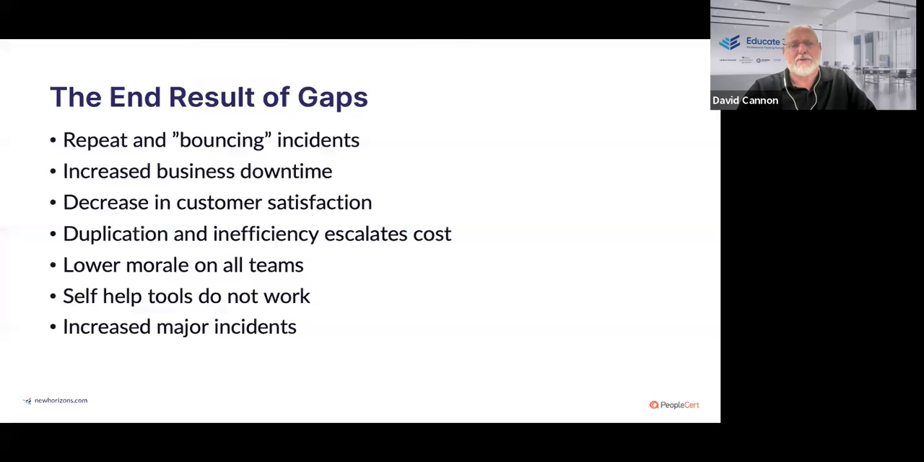So what happens when there are gaps? Just a summary. I've really covered this, but just to give you a summary for the record: repeat and bouncing incidents, so we can't agree who takes responsibility. So it just goes from one group to another. Increased business downtime, customers aren't happy, there's duplication, there's inefficiency.